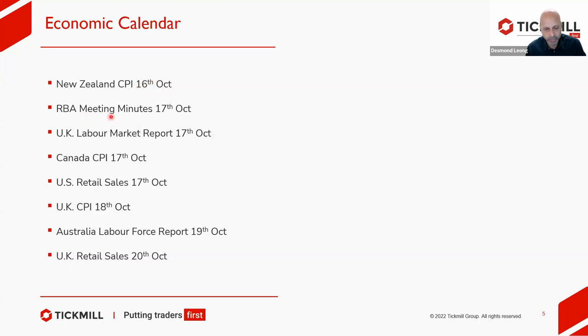Similarly, we'll have the RBA meeting minutes being released, which will give us further insights into the decision-making process by the RBA and their outlook on monetary policy as well as the economic conditions. If the minutes turn out to be neutral, then it could act as a bearish catalyst for the Aussie dollar. Otherwise, if the tone of the minutes is hawkish, then of course this would potentially act as a bullish catalyst for the Aussie dollar.